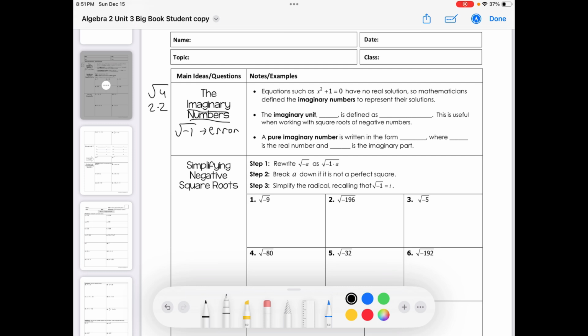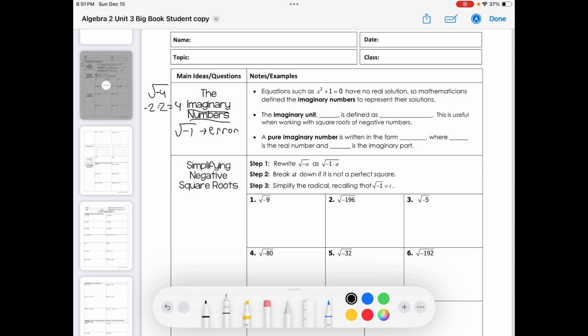However, we can't find the square root of negative 4. You might think that it would be negative 2, but negative 2 times negative 2 does not equal negative 4, it equals a positive 4. You cannot find the square root of a negative number. However, there are some applications where it would be helpful to be able to work with them, and so that's kind of what these imaginary numbers are for.